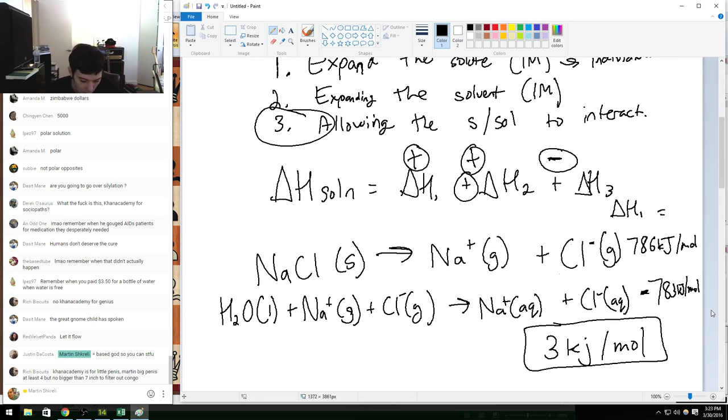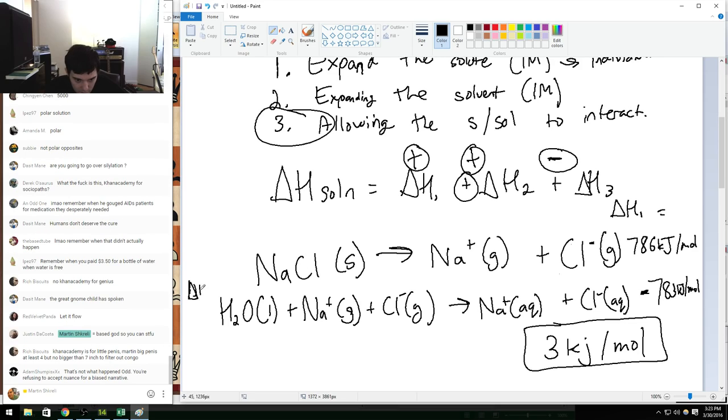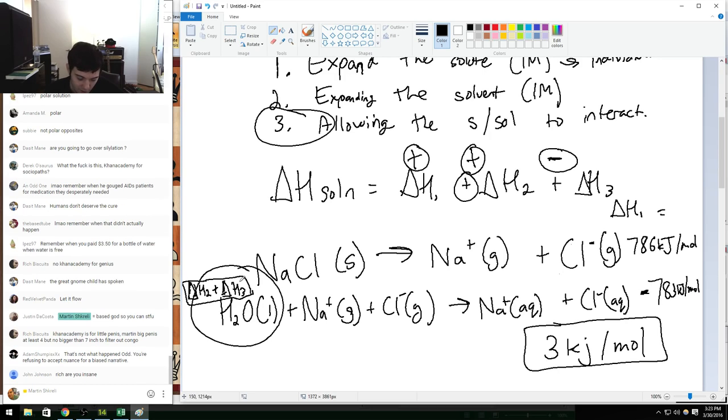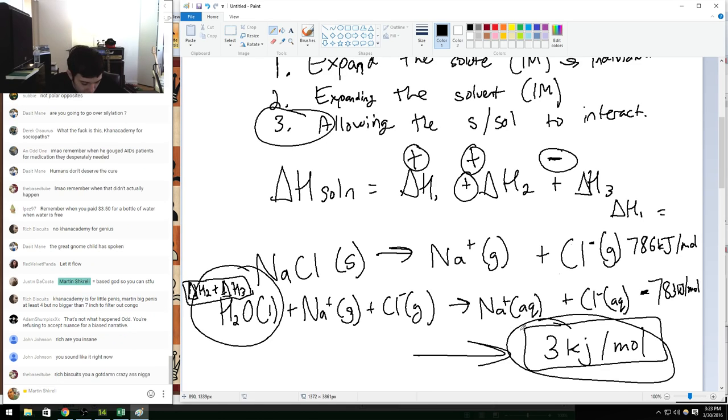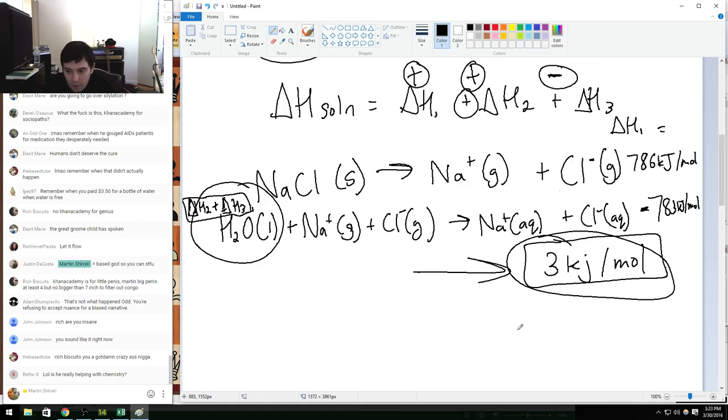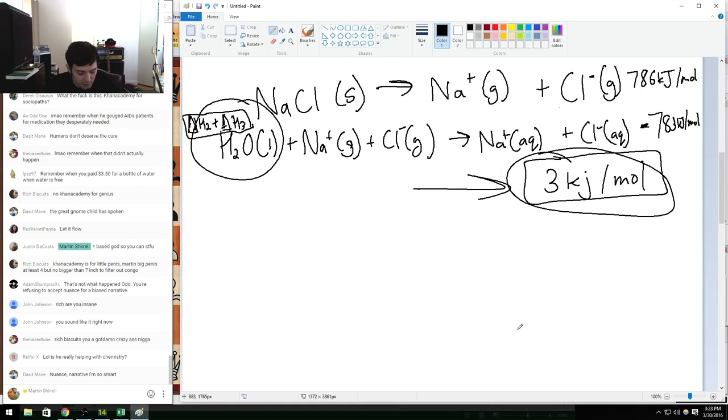So we add all of these up. And this is both delta H2 and delta H3 in one step here. The second part here. And so this is the enthalpy heat of hydration. That's what we call this delta H2 plus delta H3. And so the point is this requires some energy. And that's why when we put salt in water, we need a little bit of energy to make it dissolve.